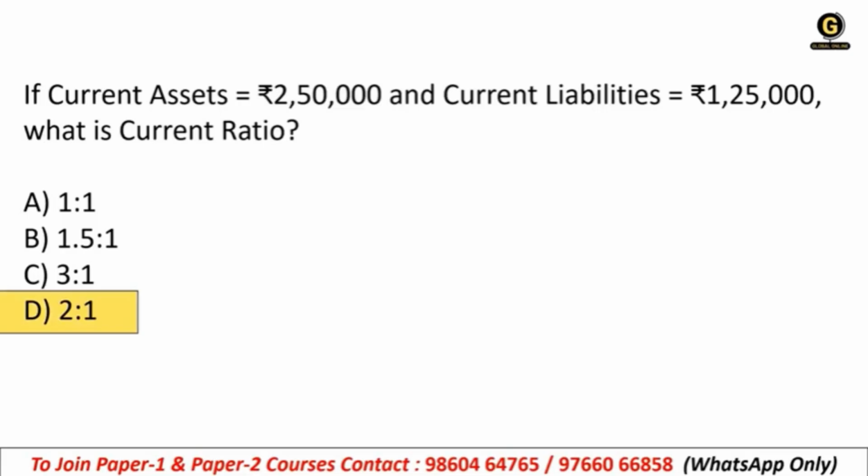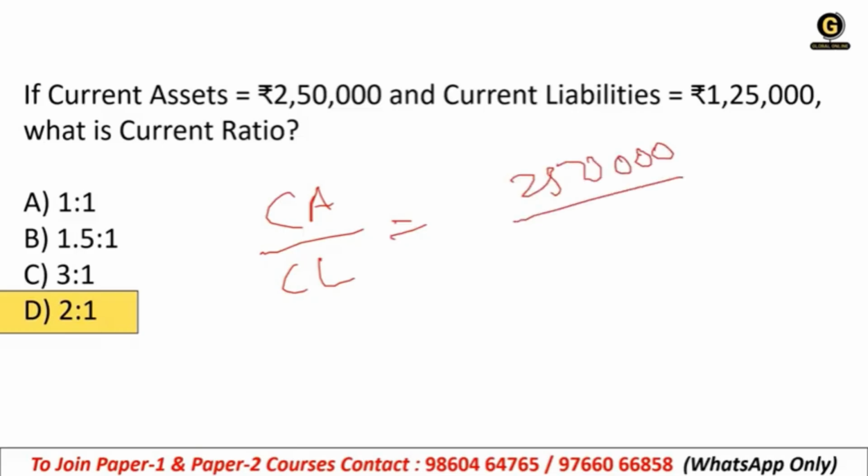We had the formula, current assets divided by current liability. So current assets are 2,50,000 divided by 1,25,000. Clear? Cut the zeros, 250 divided by 125. Obviously that means 2 and 1, so 2:1, because 125 is half of 250. Clear? So 2:1 will be the correct answer.